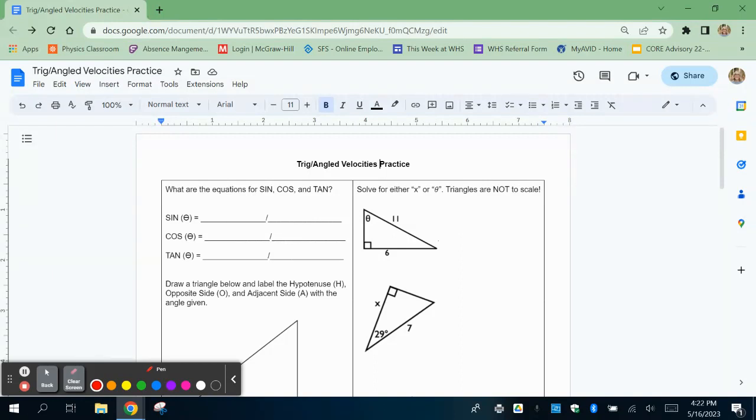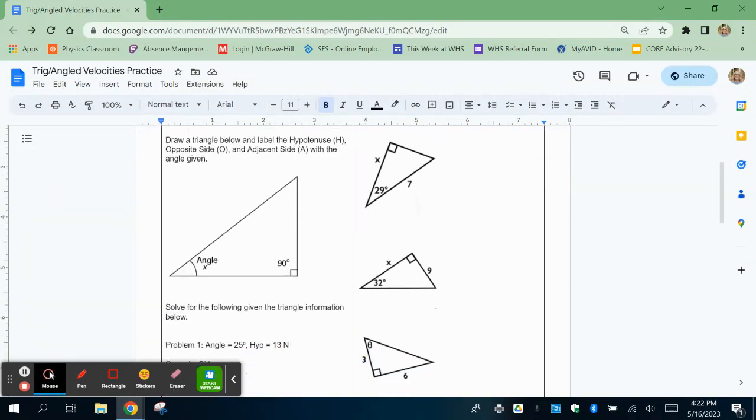But what they are is the sine theta is equal to the opposite over the hypotenuse. The cosine theta is equal to the adjacent over the hypotenuse. And the tangent is equal to the opposite over the adjacent. Okay? Knowing these equations is crucial in understanding how to solve these problems.